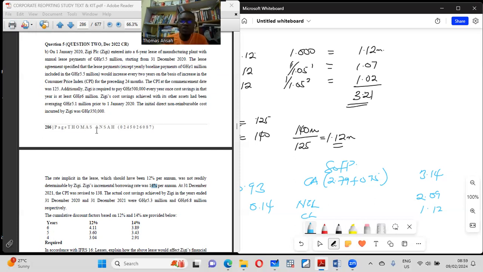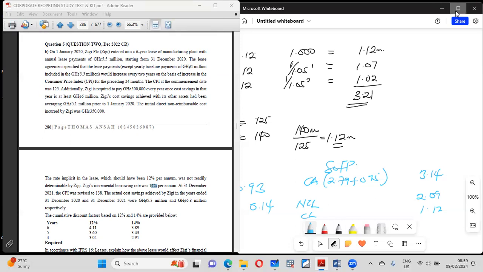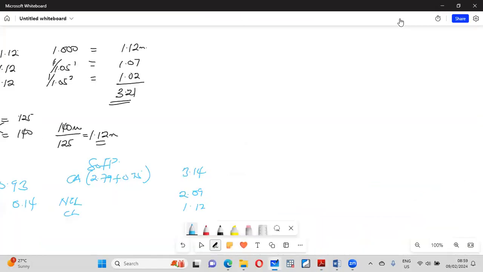Anyway, we move on to achieve our objective number 3 to talk about the lessor accounting. So let's talk about lessor accounting.